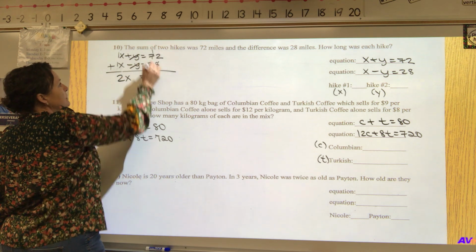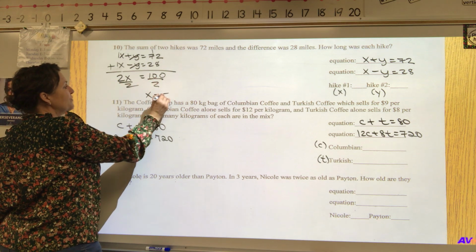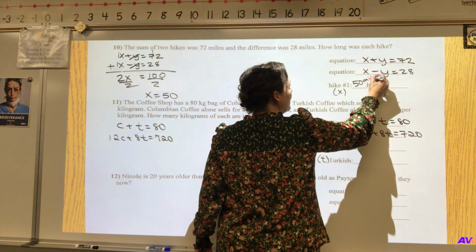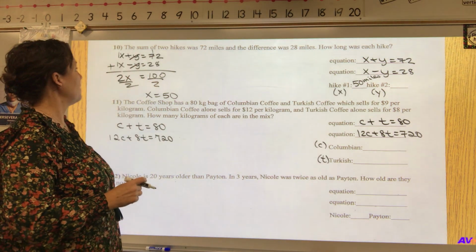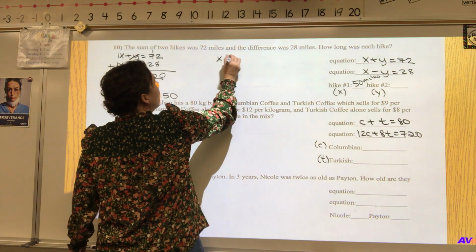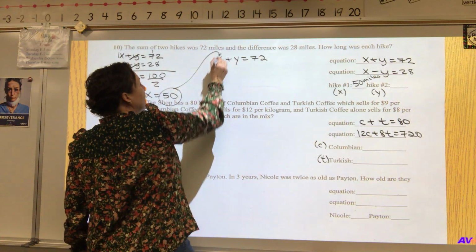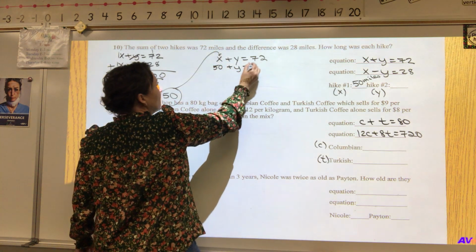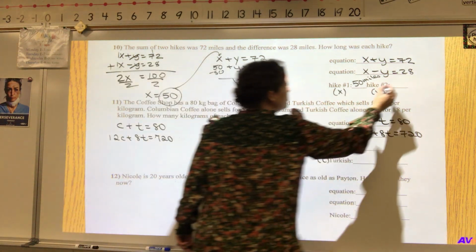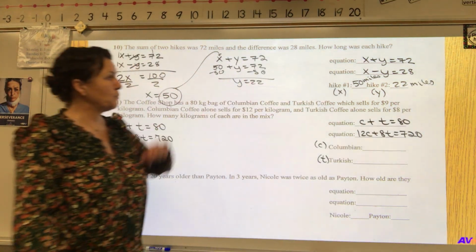So 7, 8, 9, 10, ooh, 100. We're gonna divide it by 2, and X is 50. Ooh, that first hike, X, is 50 miles. Wowzers. No thank you, my hip would fall off. Now we need to find out what was hike number 2. So we're gonna use that top equation, although you can use whatever equation you'd like. I like the one with the plus, it's just easier to use. I'm gonna plug in what I know about Mr. X, and then I'm gonna solve for Mr. Y. 22-mile hike, cool. Perfect, 10 points right there.